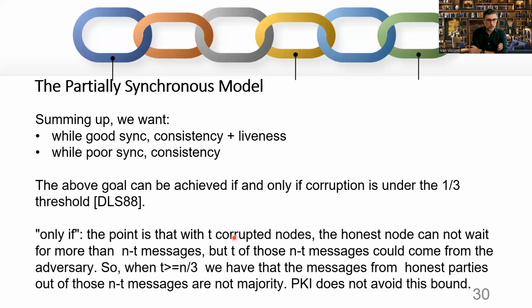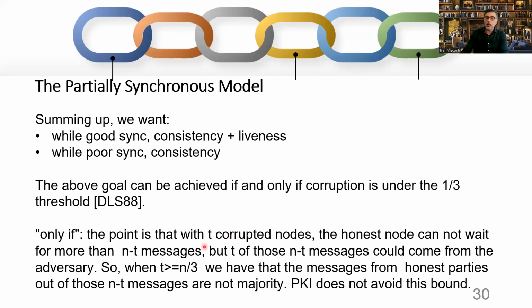Right. So, what is the intuition? There is a result of DLS, the same paper that proposed this model. It showed that in this model there are good results that we can achieve, but the adversary must be under the 1/3 threshold. So the adversary cannot control 40% of the nodes of this permissioned blockchain. Otherwise, there is no consistency.